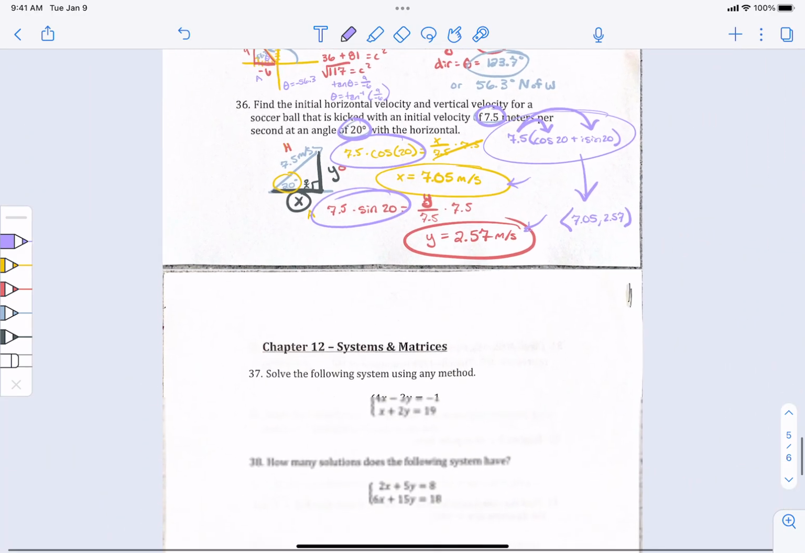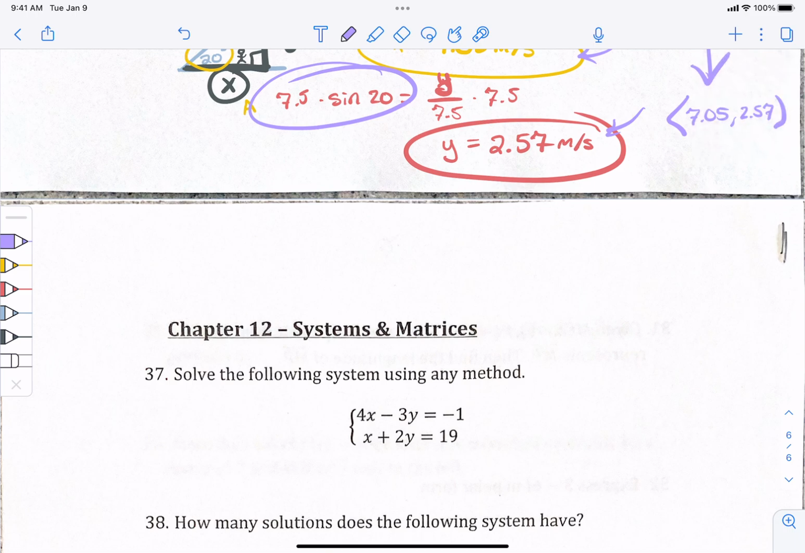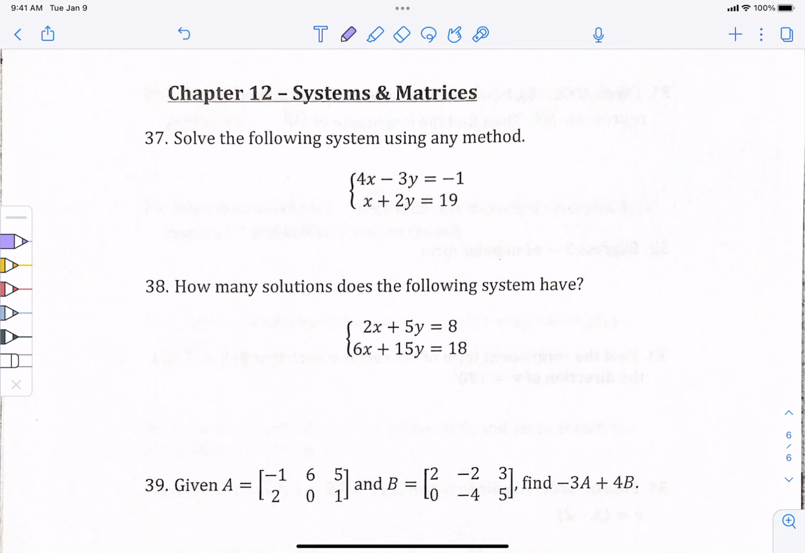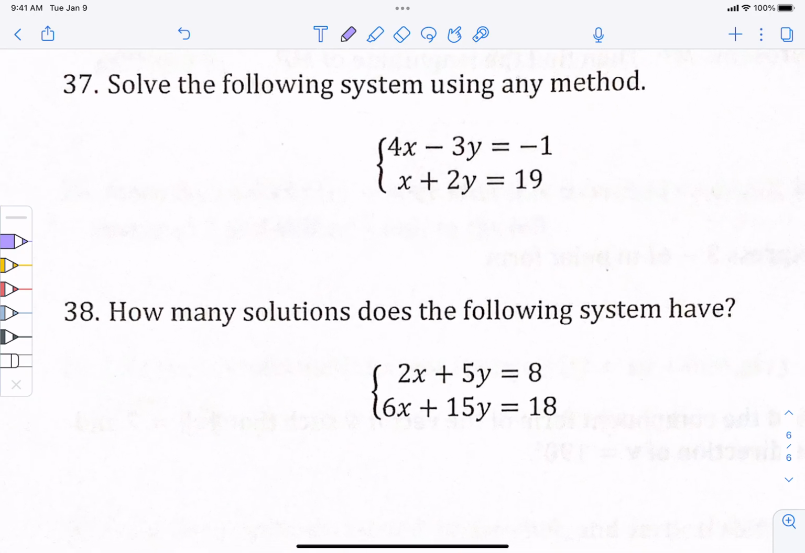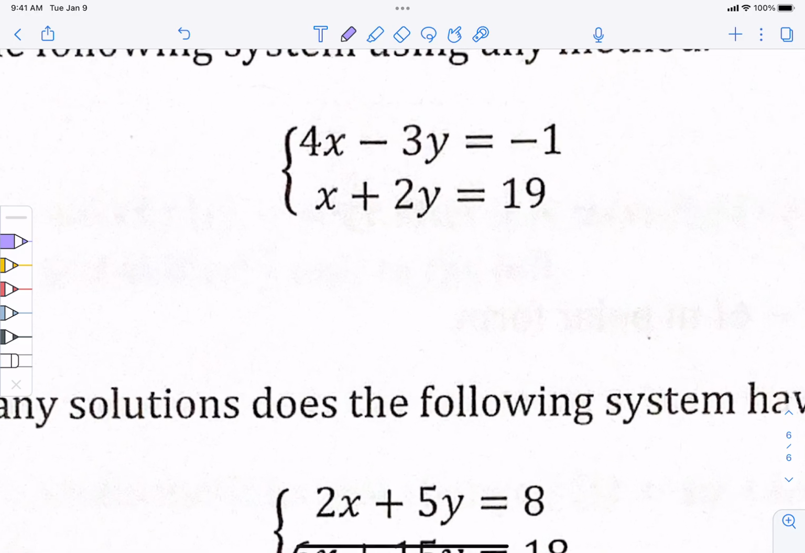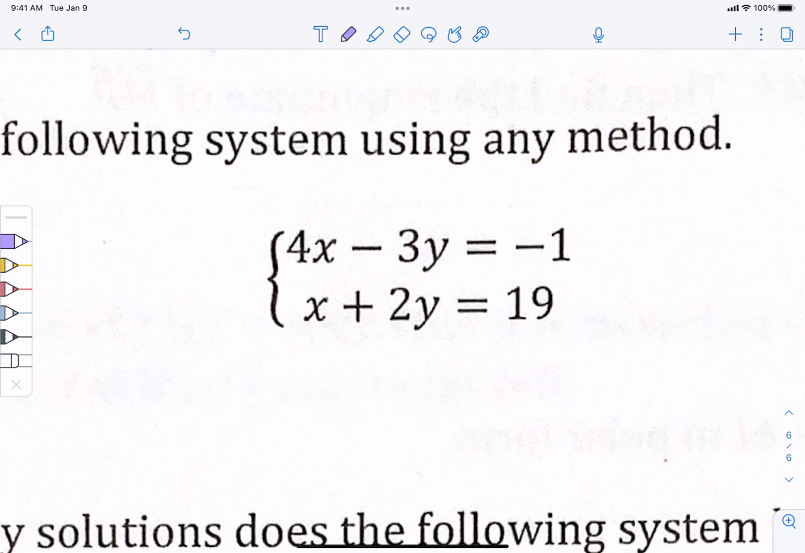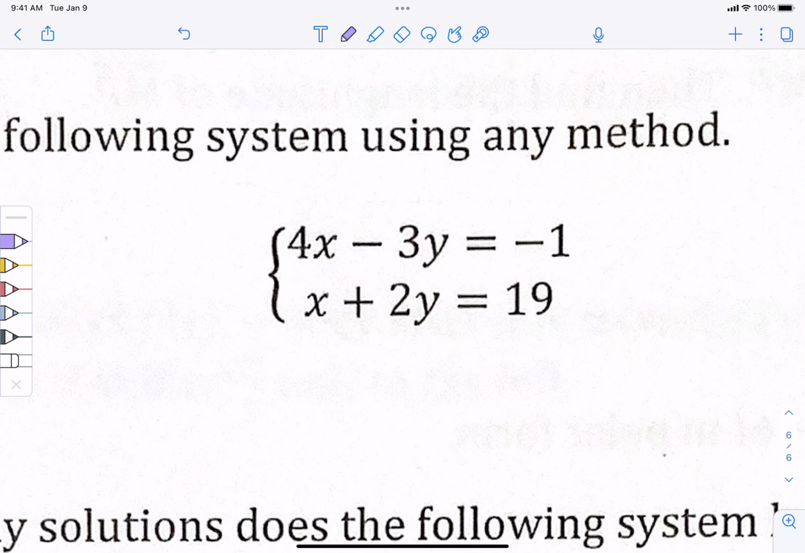36 is done. Now we're moving on to chapter 12, matrices. 37, 38 are solving the system. So 37 does have a solution. And then we're going to look at 38 and figure out how many solutions that one has, because it might have something weird happening. I don't care what method you use. If you would rather use substitution, you can. I always like to do elimination.